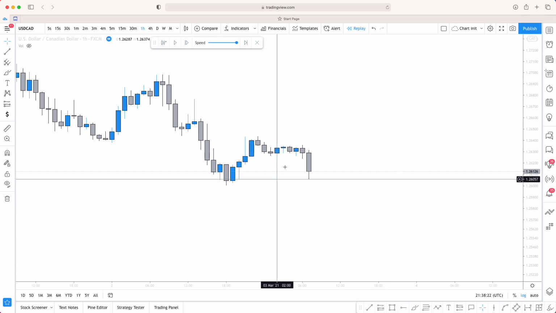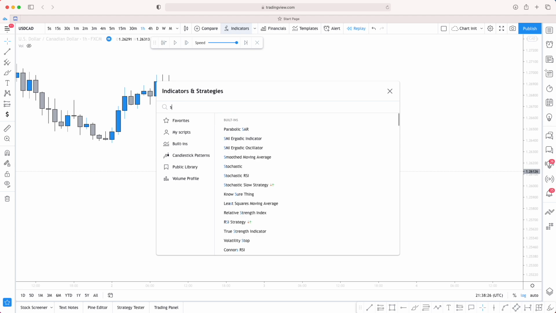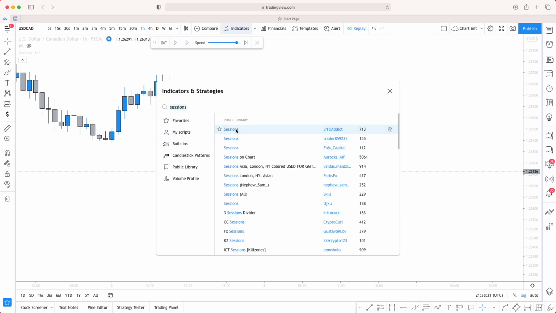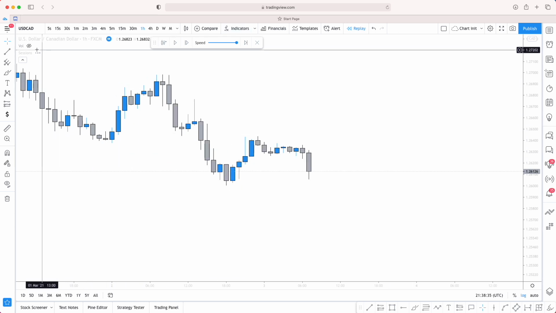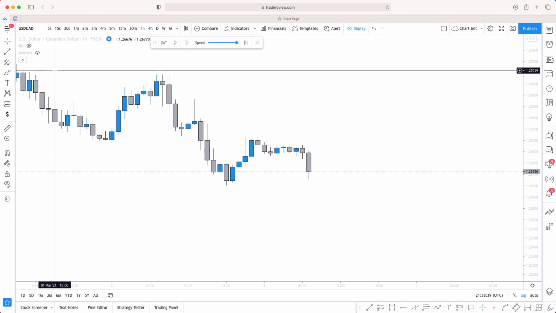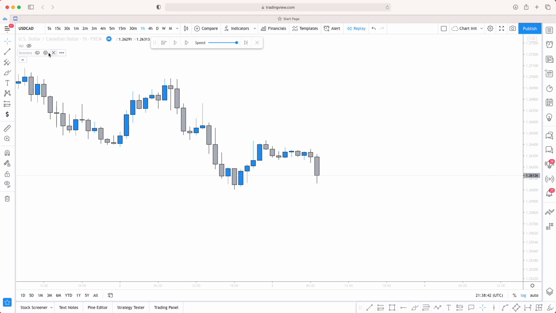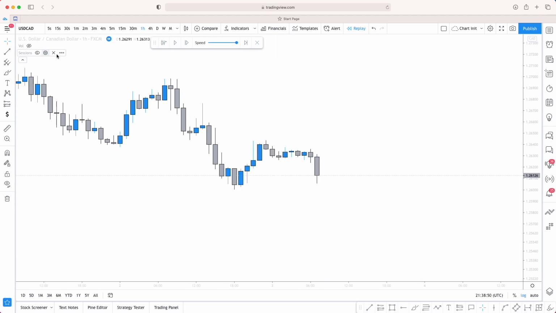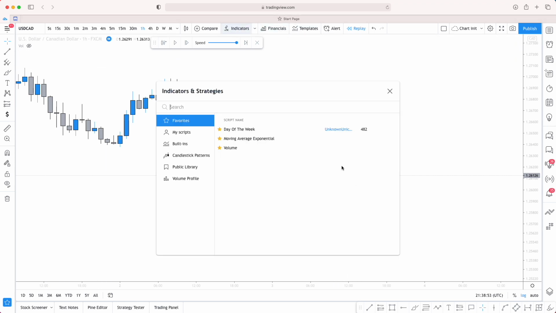So what indicators can you use to make this easier? Essentially the easiest one is the sessions indicator. I'll just use this one, and it looks quite ugly when it comes onto the chart. Okay, it's loading. While that is loading, I'm going to take off London and New York and just highlight the Asia session. I don't know why it's taking so long.